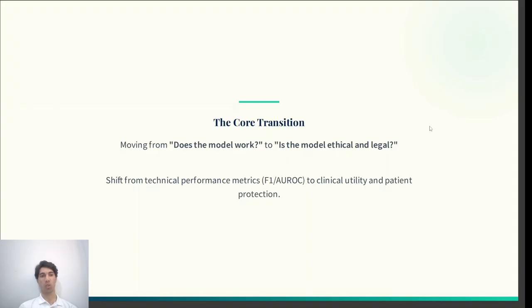So the shift is from the technical performance metrics like F1 score or area under the curve, etc., to how usable our model is, the clinical utility of our model, and patient protection. This may include privacy and not discriminating against certain groups, etc. So let's get into that.